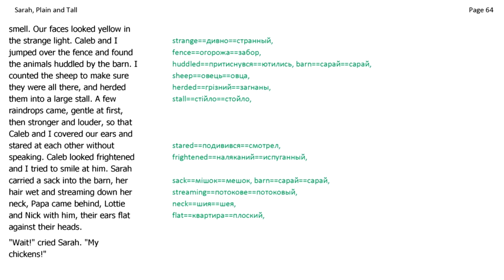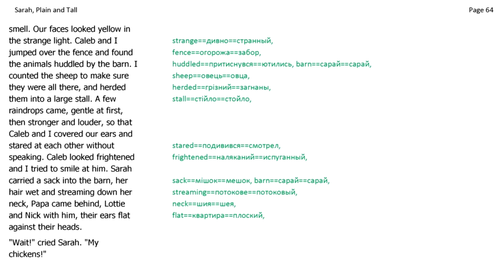Caleb and I jumped over the fence and found the animals huddled by the barn. I counted the sheep to make sure they were all there and herded them into a large stall. A few raindrops came, gently at first, then stronger and louder, so that Caleb and I covered our ears and stared at each other without speaking. Caleb looked frightened, and I tried to smile at him. Sara carried a sack into the barn, her wet hair streaming down her neck. Papa came behind, Lottie and Nick with him, their ears flat against their heads.